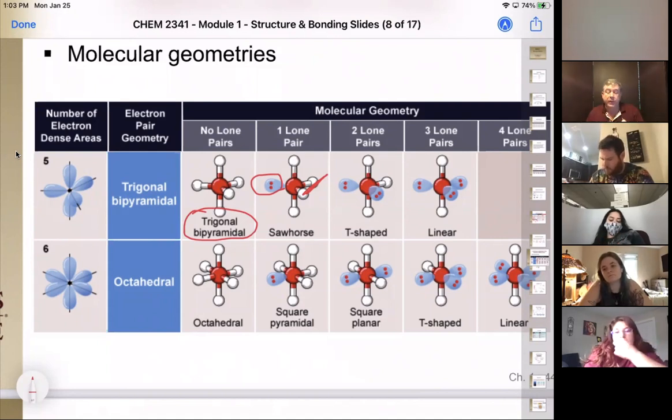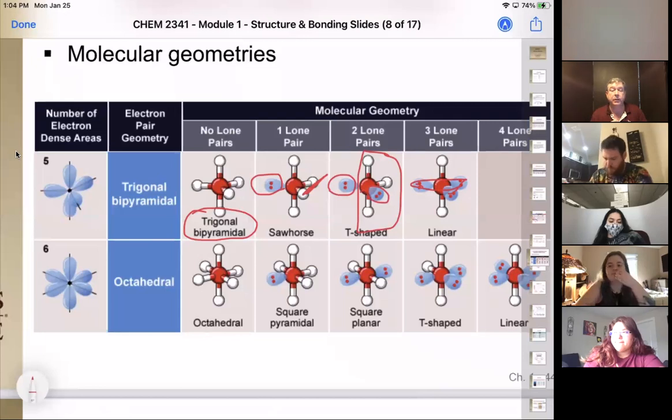Again, if we lose 2, we end up with a T-shaped molecule here. And the lone pairs are going to be in that trigonal planar part of that structure. And if we lose another bond and we have 3 lone pairs, we end up with that linear molecule. So it's very interesting that it would lose the trigonal planars all first to give us those 3 unique shapes in our molecular geometry. When we go on to 6, right here, we have octahedrals when all 6 are there.